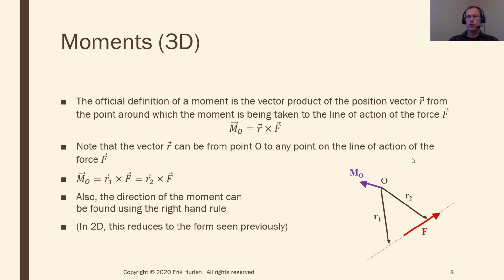If you have a three-dimensional version, again, you can either find the direction by the right-hand rule, or you can just do the cross product, and the cross product will give you components which actually have the direction embedded within them.